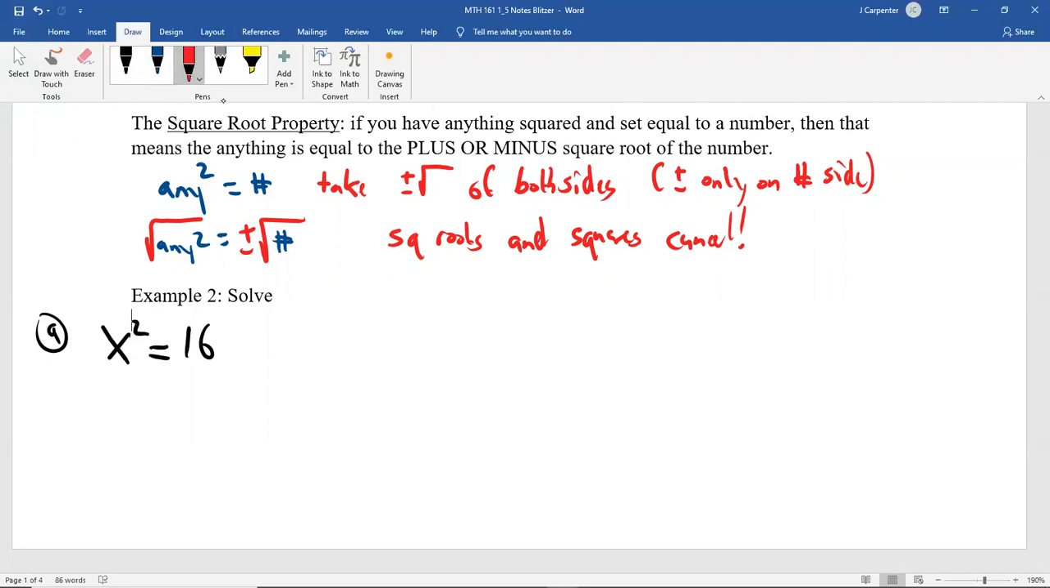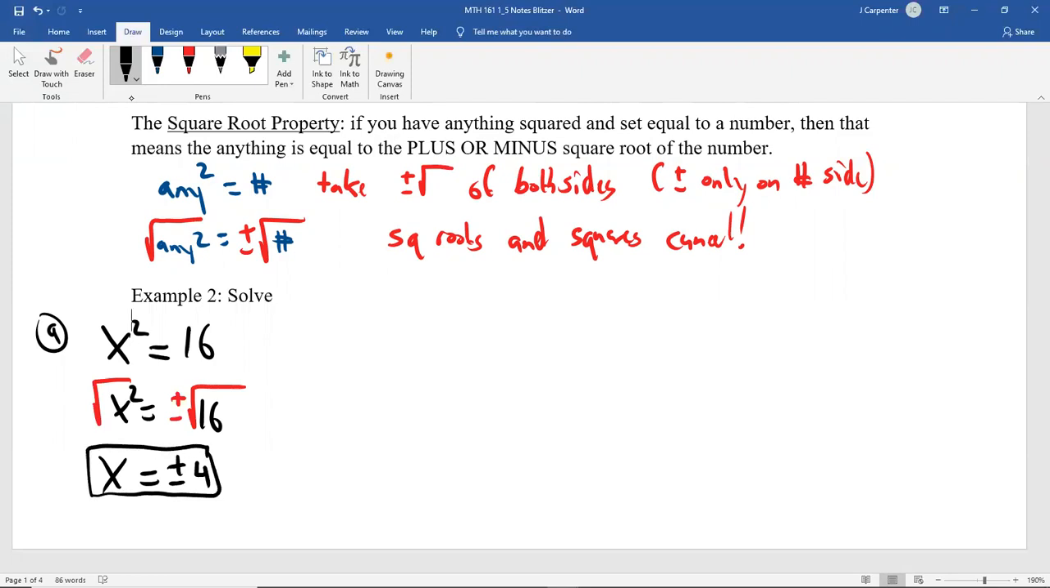So it's not just taking a square root of both sides. It's taking a plus or minus square root of both sides. Plus or minus only goes on the number side. So the square root of our x squared, which I almost didn't, right? I was catching up though. Square roots and squares cancel, so the left side is x. That's what you want to see, that's the goal. The square root of 16 is 4, so x is equal to plus or minus 4 in reality.